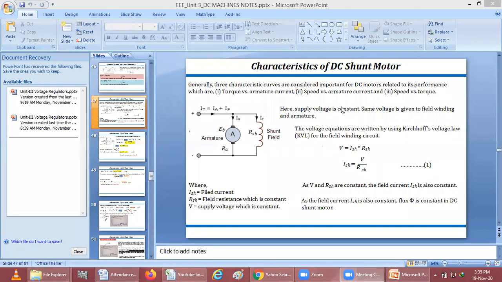Then we studied that if this rotates, we can denote the speed by the letter N.